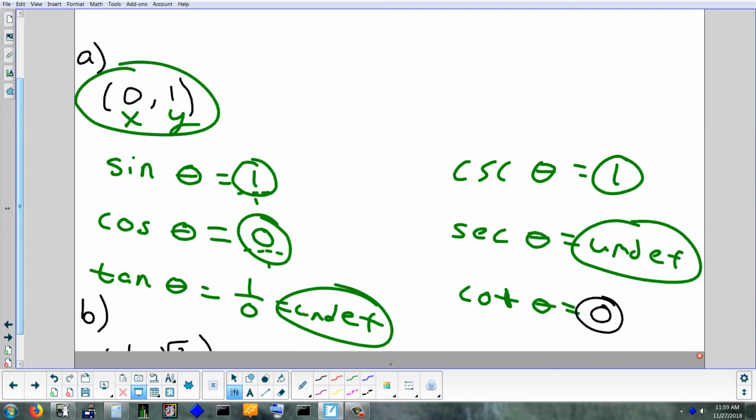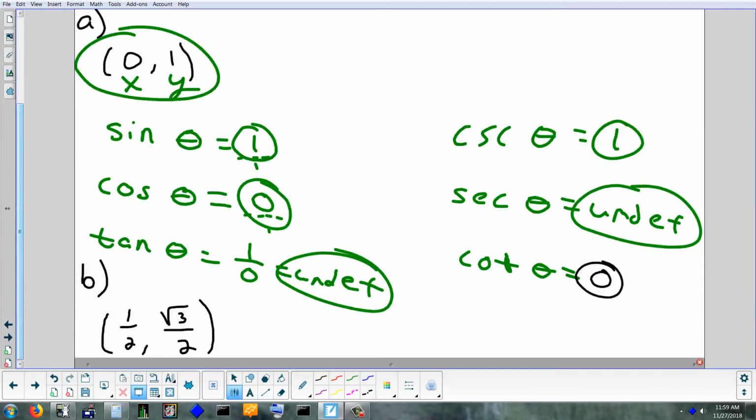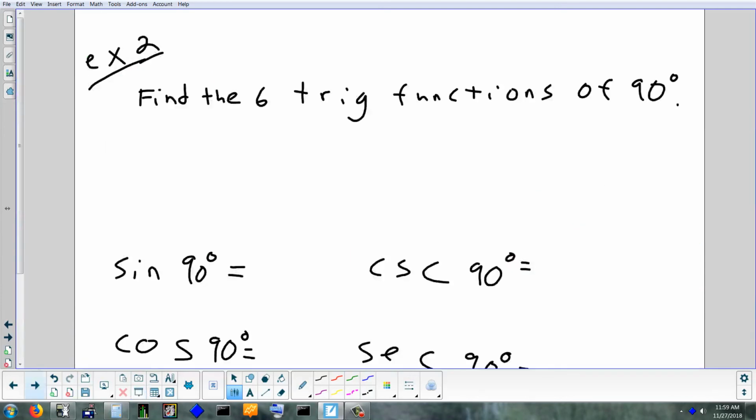And that's how you do unit circle trig. So tomorrow we'll do another one where they give you the coordinate, and then we'll do one where they give you an angle, and you have to find the coordinate. It's the only extra step here. You got to find the coordinate for 90 first.